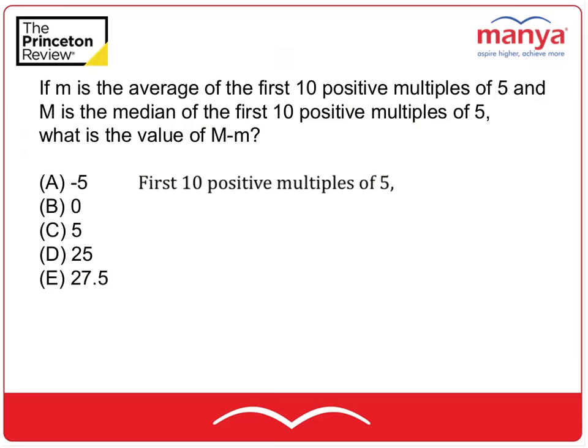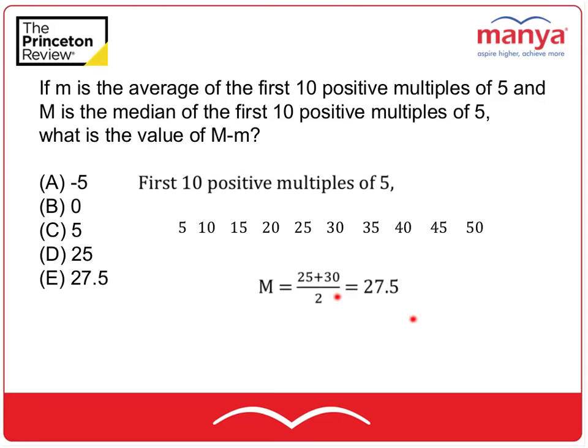Since positive, we are not adding 0, right? Because 0 is neither positive nor negative. So positive multiples of 5 are there. And what will be the median for this? Because always median is easier to find than the average. Average you have to add and then divide. But median, by just looking, you can get the median. So what is going to be the median of these numbers? You are having two middle values. So the average of them is going to be your median.